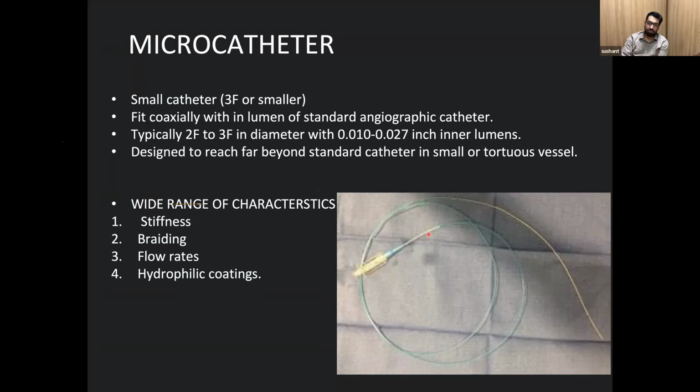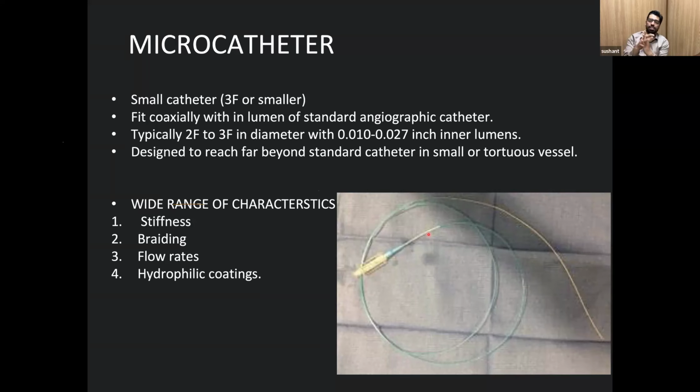So what we know is 3 French is equal to 1 mm. So anything less than 1 mm, anything less than 3 French, is a microcatheter. It goes coaxially through our guiding catheter. So we take a catheter and hook the celiac axis. From that particular catheter, we remove the guide wire and now insert a microcatheter.